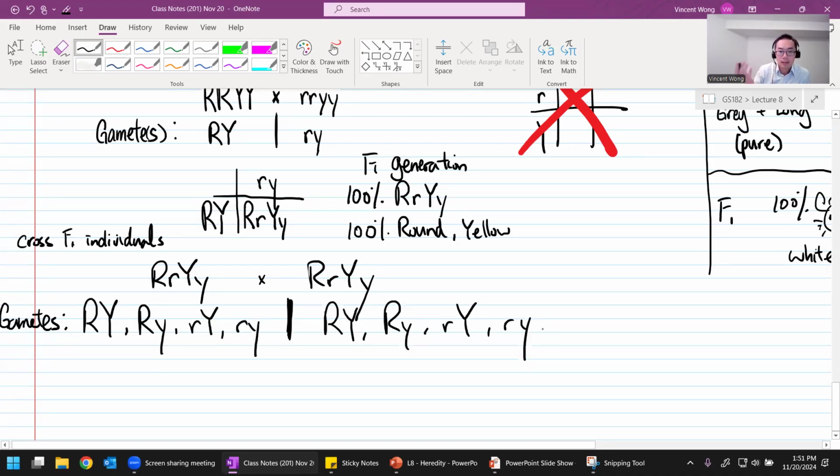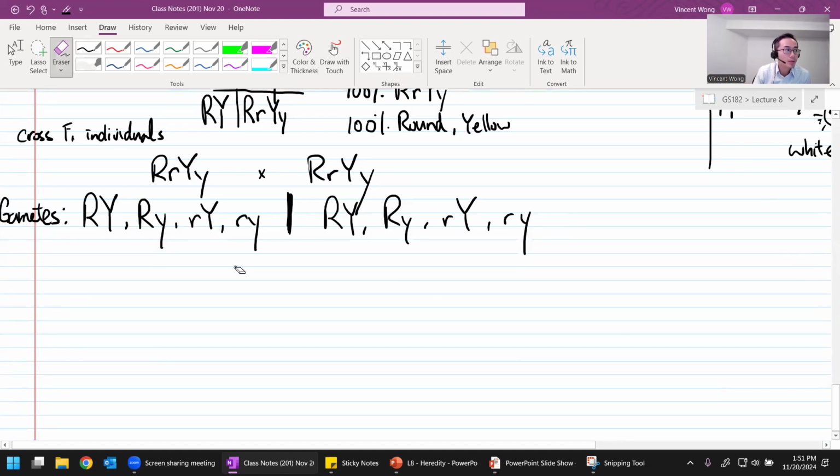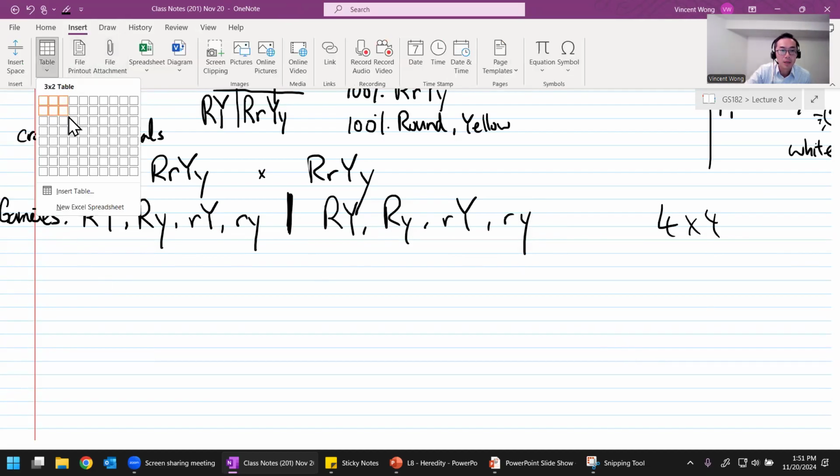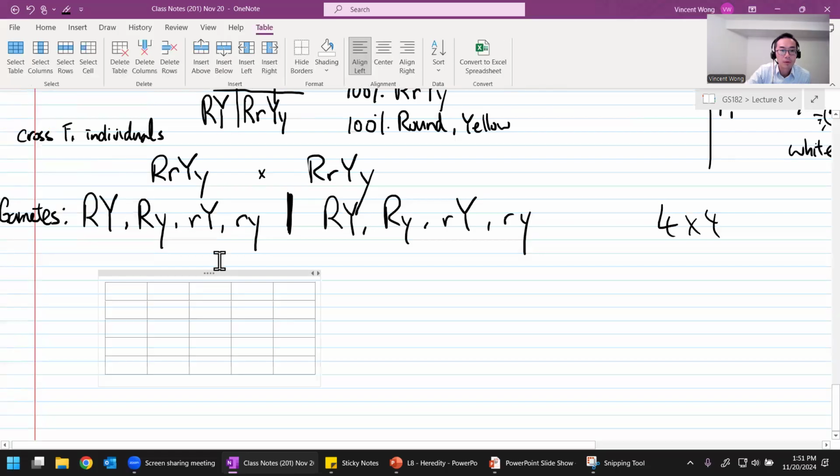So how big is the Punnett square going to be? Well, we have four things on the side and four things at the top. It will be a 4 by 4 Punnett square, which is 16 in size. Okay, let me try to do this. 4 by 4. There we go.